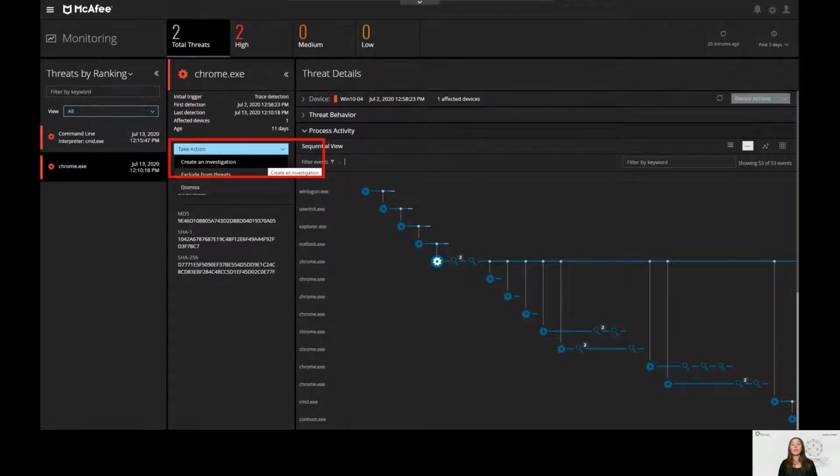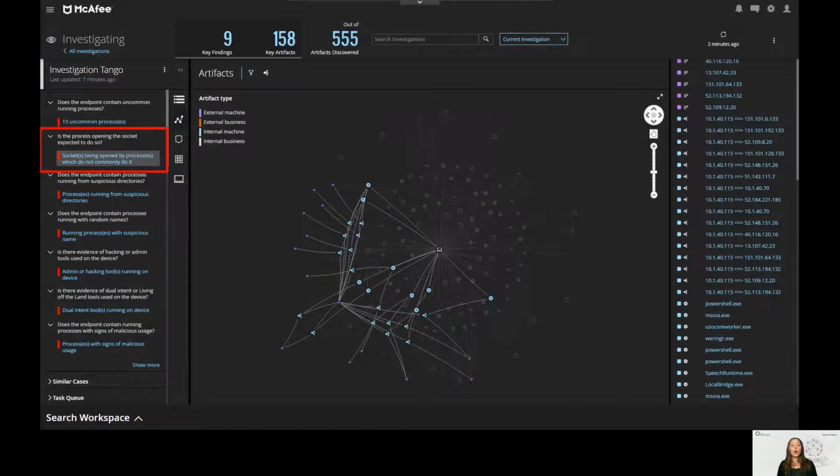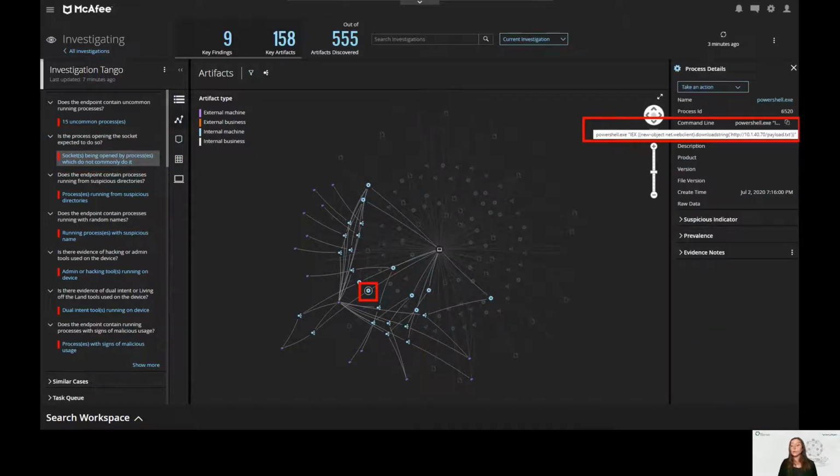By creating an investigation, our solution goes ahead and applies AI analytics and asks some common questions so that our analysts at any level are able to understand certain things that are abnormal about the events that have occurred. For example, do I see any sockets being opened by processes who do not commonly do so? And sure enough, my SOC analyst sees PowerShell trying to pipe out to the internet, and look at that, it's looking to download a payload.txt file.